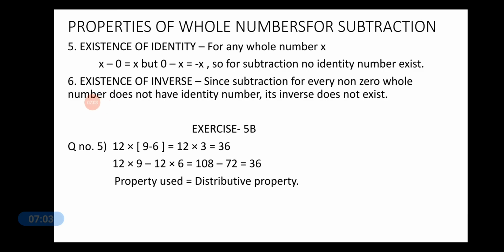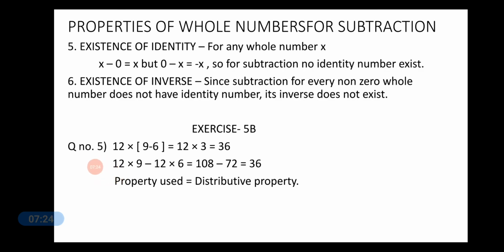The sixth point, existence of inverse. Since subtraction for every non-zero whole number does not have an identity number, its inverse does not exist. Now one example from Exercise 5B has been solved here, that is question number 5.